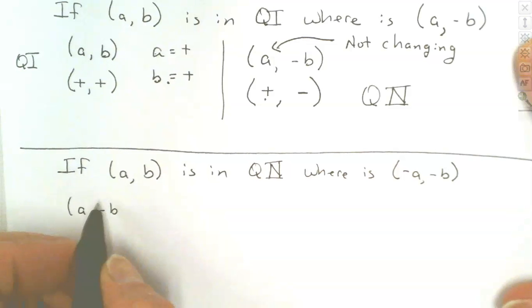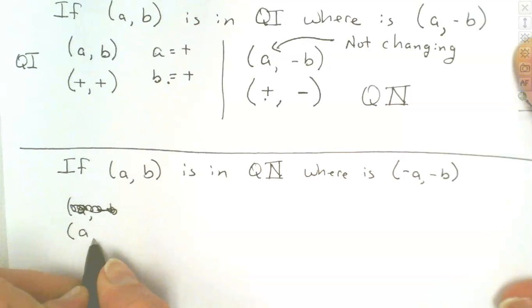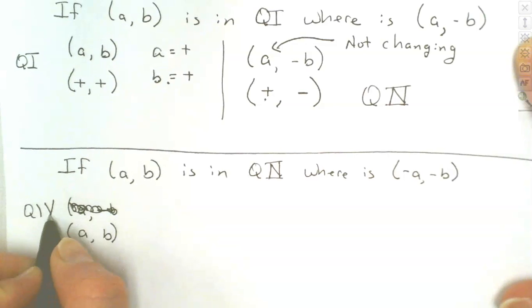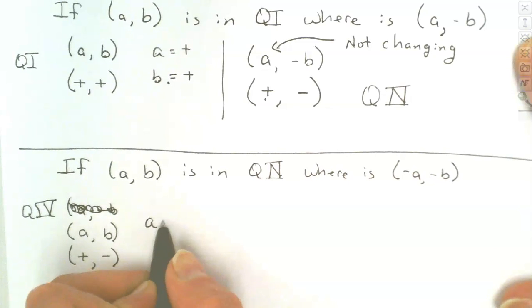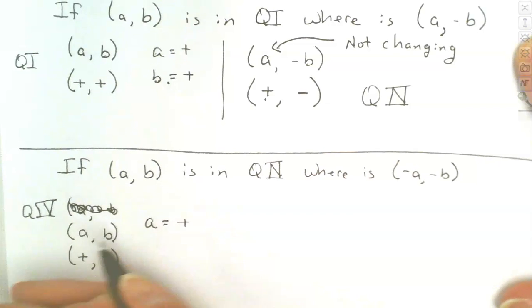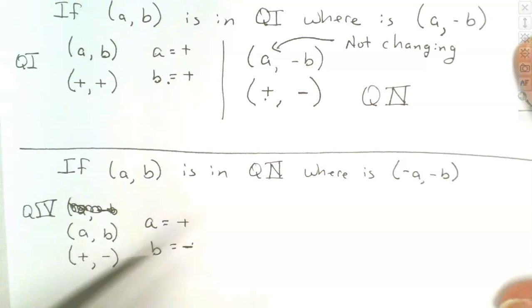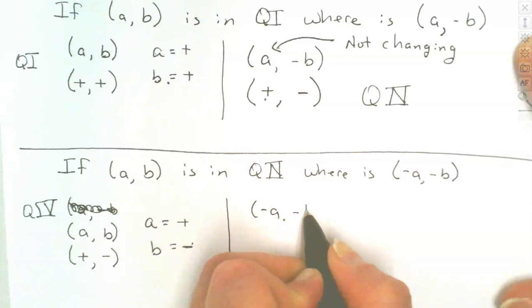So we've got A, B here. Right. So we've got A comma B, and we're in quadrant 4. So what do we know about quadrant 4? Well, quadrant 4 then means it is positive, comma negative. So that tells me then that A is positive, B is negative. We want negative A, negative B.